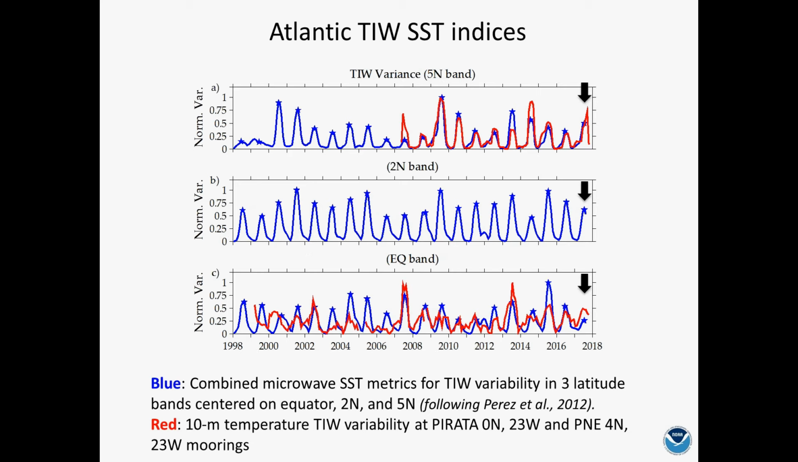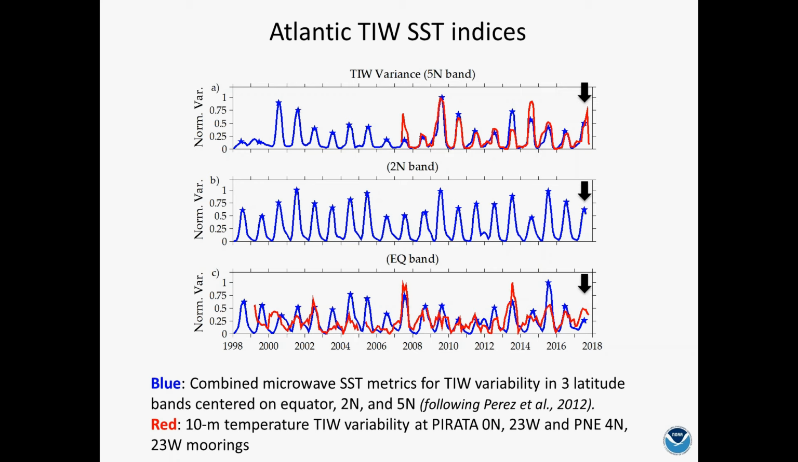These are some updated indices that we had computed in 2012 for tropical instability waves using satellite SST as a measure of the variability. And these are 2-degree bands at 5 north, so this is where Tacos is, at 2 north, where tropical instability waves tend to be pretty large, and at the equatorial band, where there's also a PIRATA mooring at the equator. It's a lot of information here. I also overlaid the mooring data in red. So blue is satellite and red is mooring data.